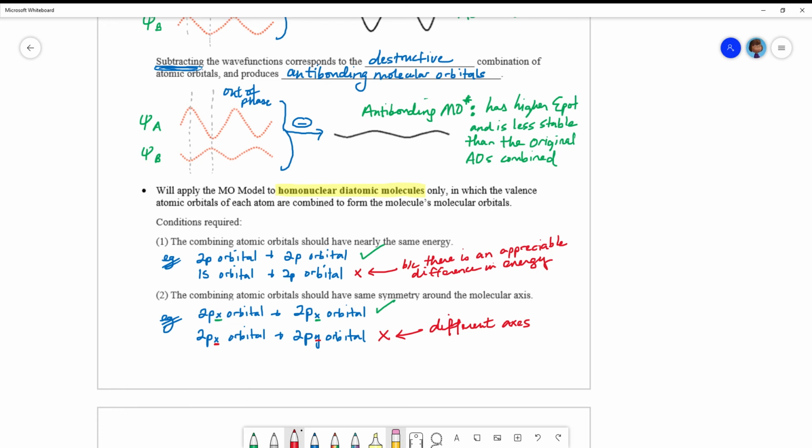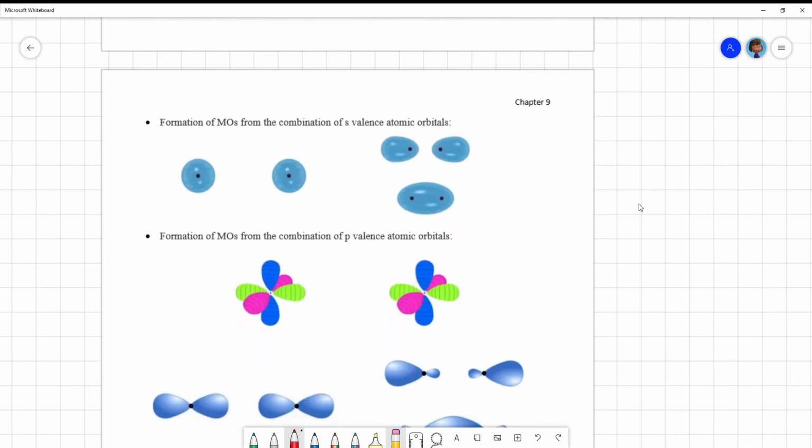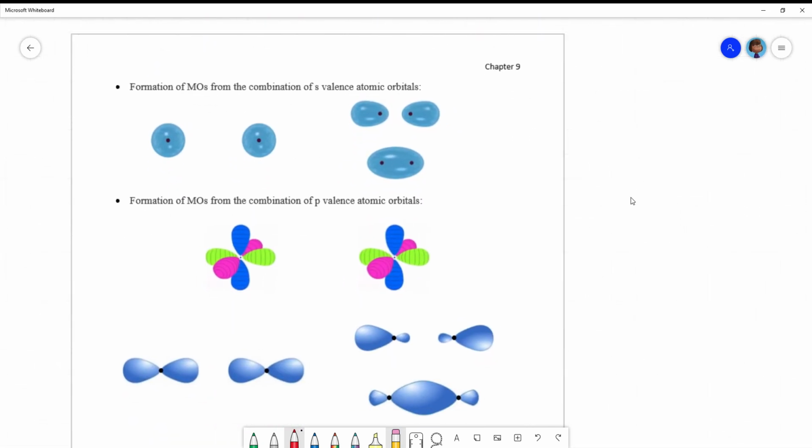Okay, now let's start looking at what sorts of bonding and anti-bonding molecular orbitals we get from the combination of the valence orbitals of two atoms, because we're only dealing with diatomic molecules for this particular section of the course. So let's scroll up to the next page here. The first thing we're going to look at is the formation of molecular orbitals from the combination of s valence orbitals.